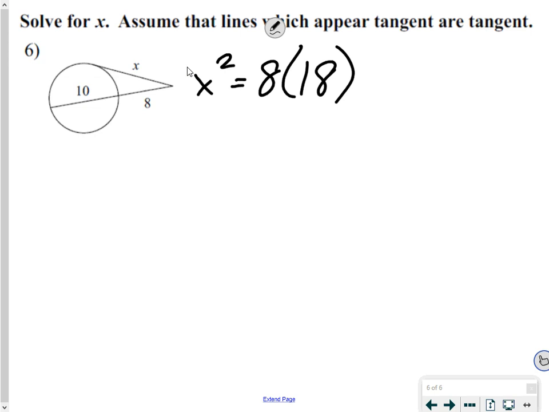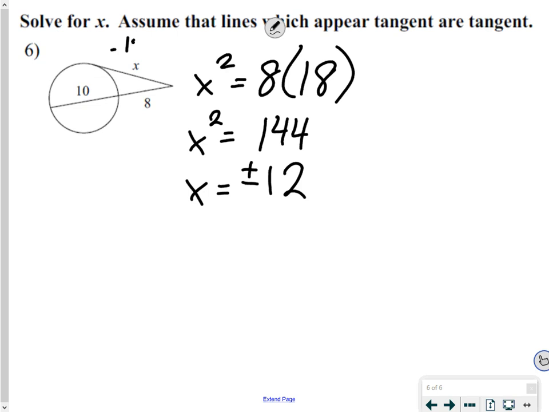Now from here, 8 times 18, that'd be 144. Take the square root, we get positive and negative 12. Now we just have to make sure both of these work. Oop, negative 12 doesn't work. So that means there's one solution, and that's just positive 12.